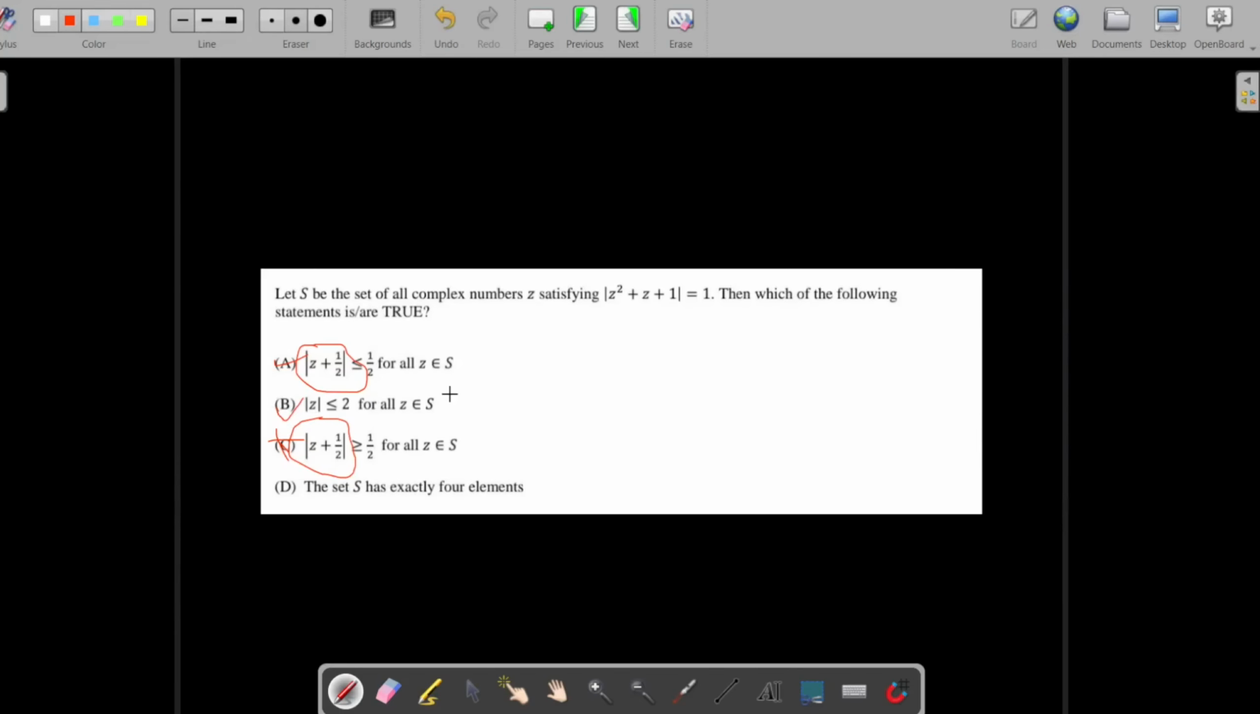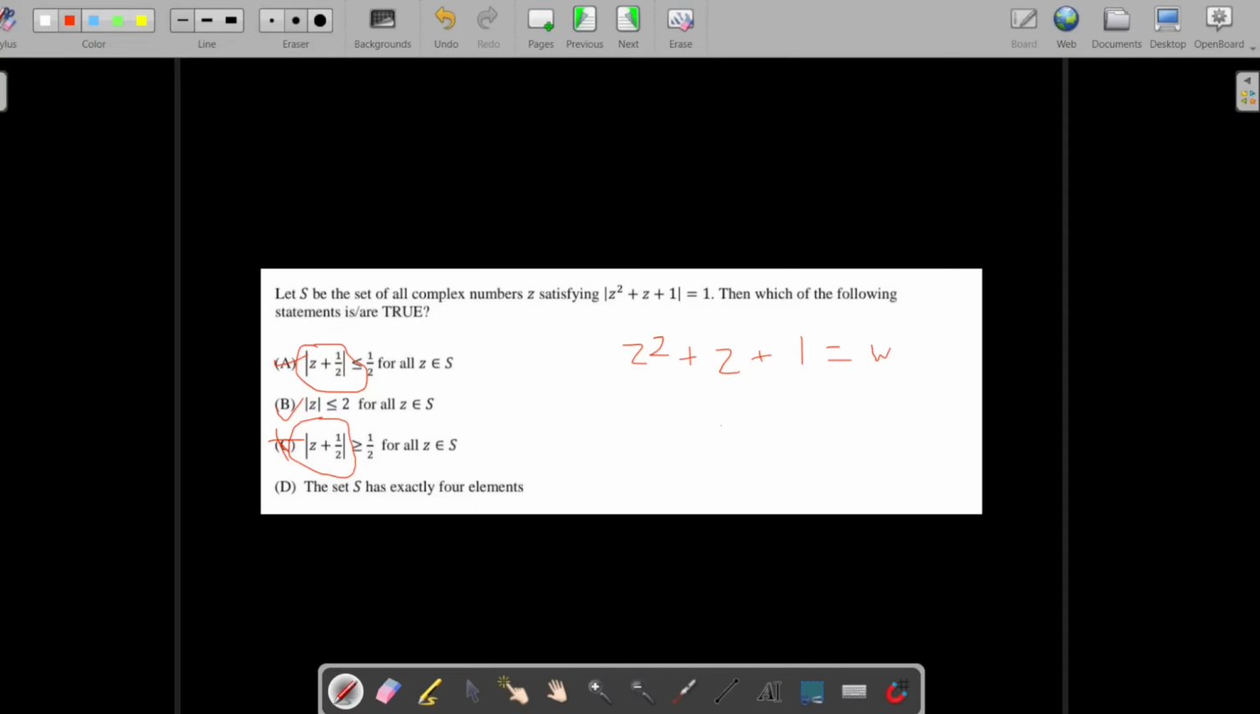Very elegant solution. You do not need to worry about geometry much, and this is very simple. Okay, the set S has exactly 4 elements. Let us say z square plus z plus 1. Let us concentrate on this. This is a complex number, this is a complex number, this is again a complex number. So the sum of it will be any complex number. Let us call it W. Okay, let it be any complex number. We are not worried about it.